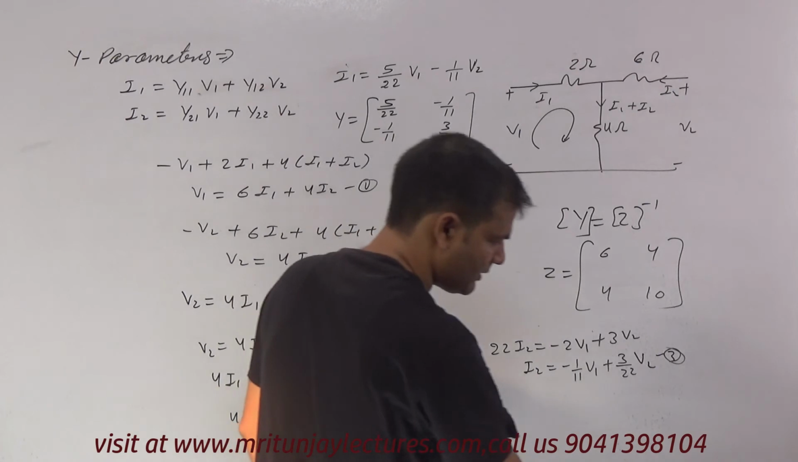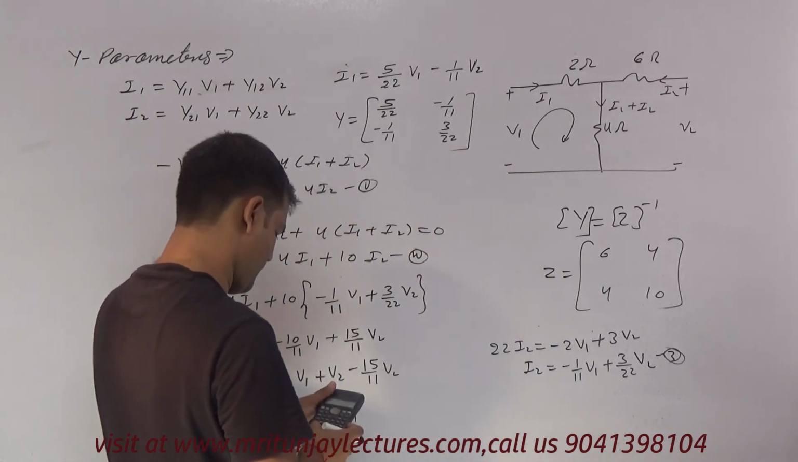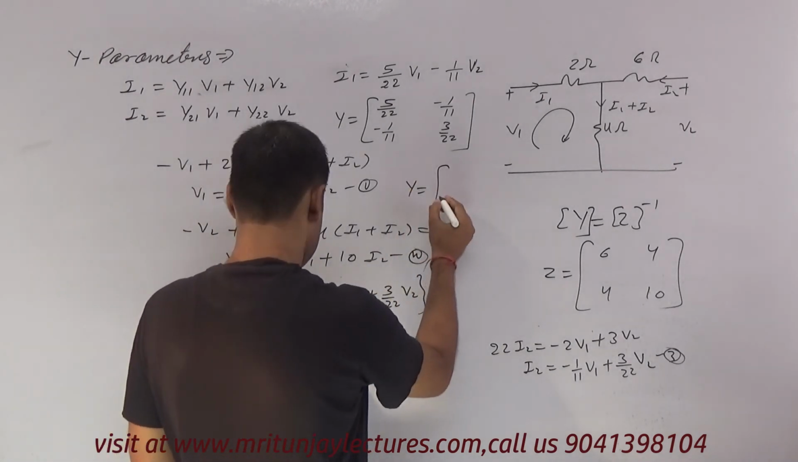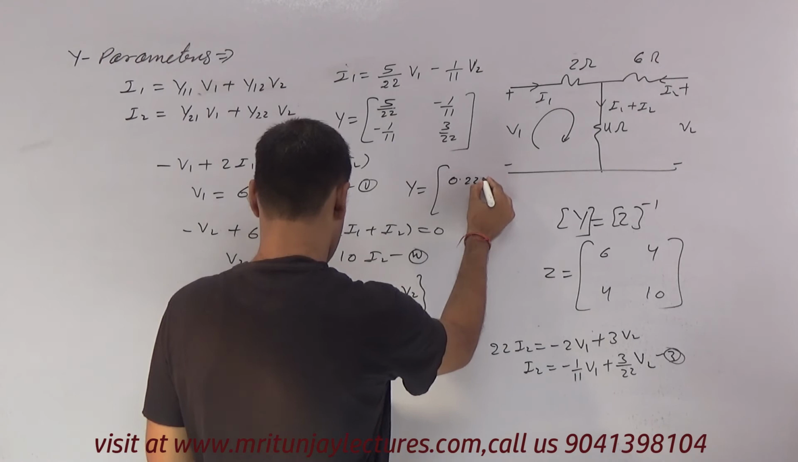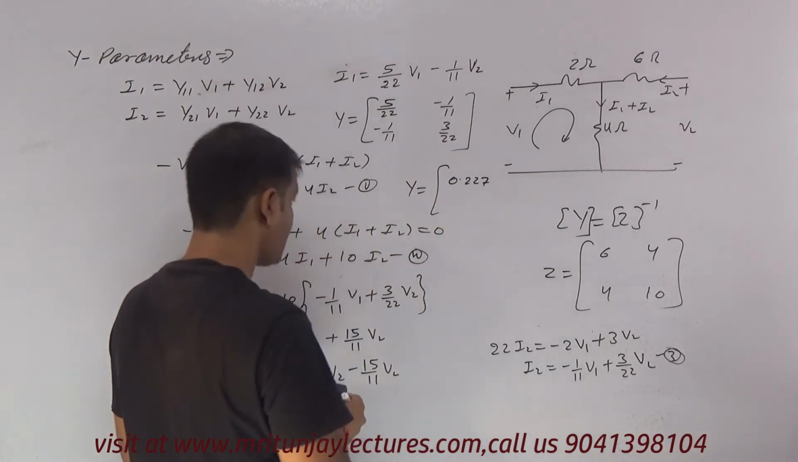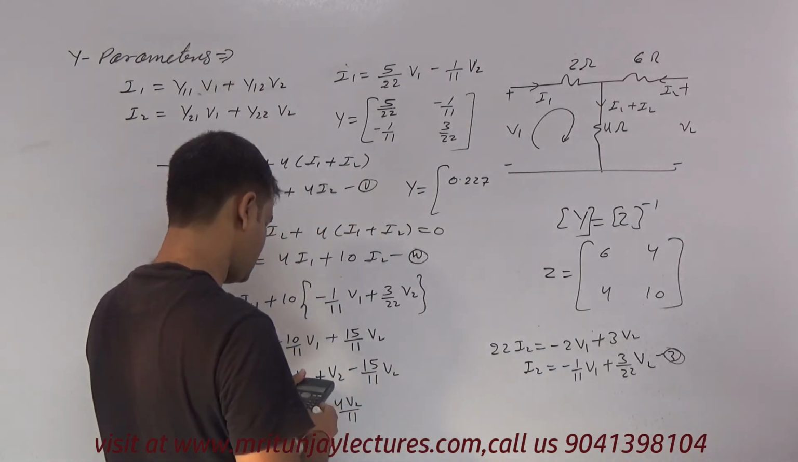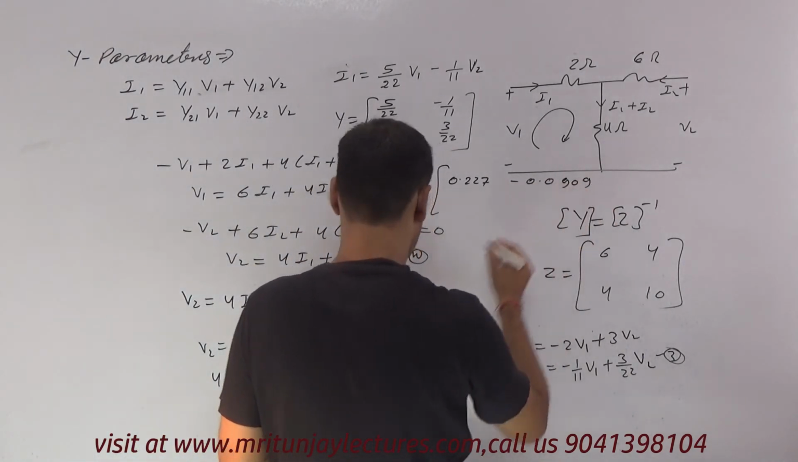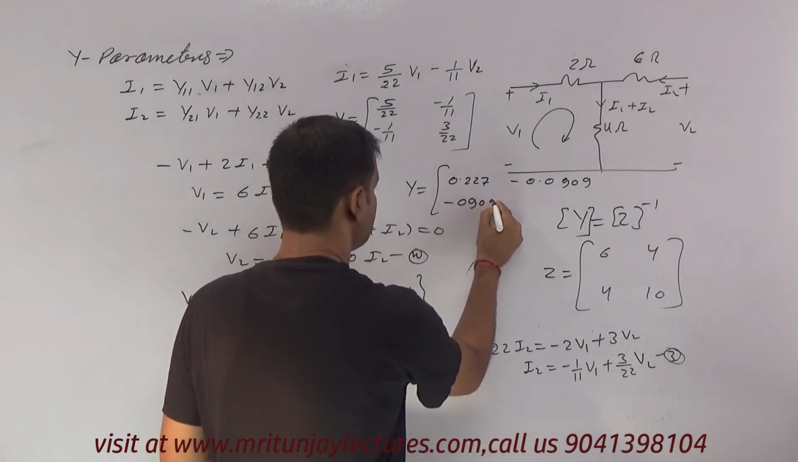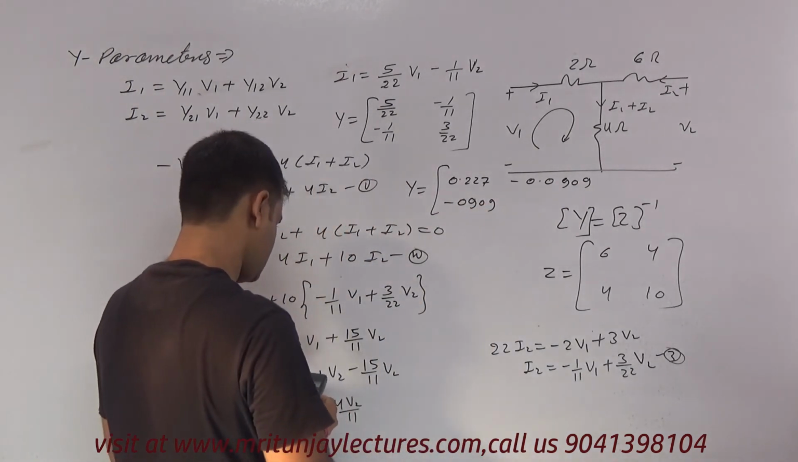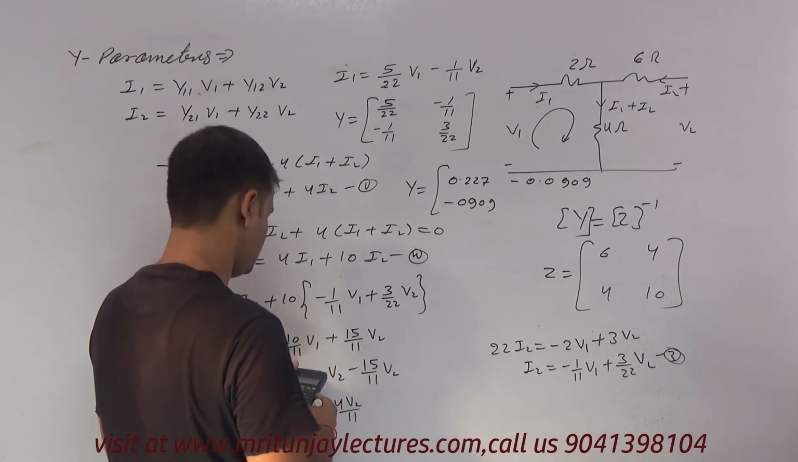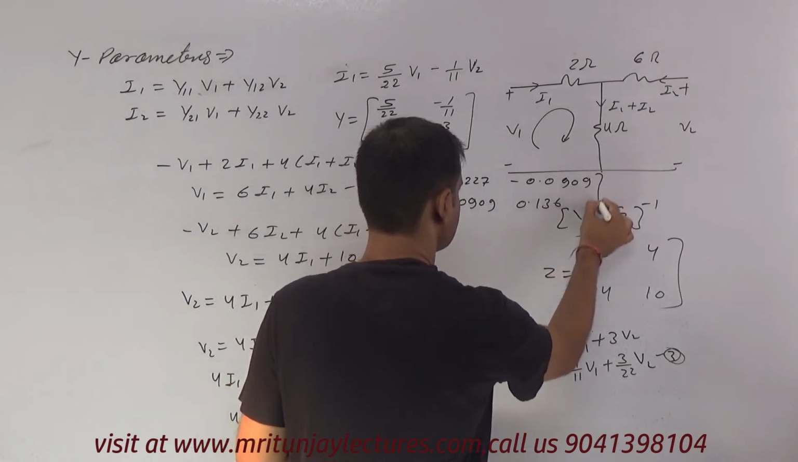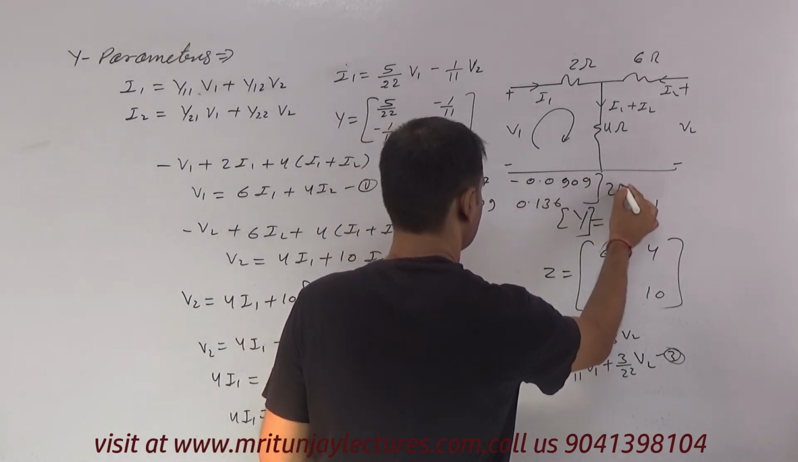Okay. Now 5 divided by 22 we got that is 0.227, and 1 divided by 11, that is minus 0.0909, and 3 by 22 we got 0.136.